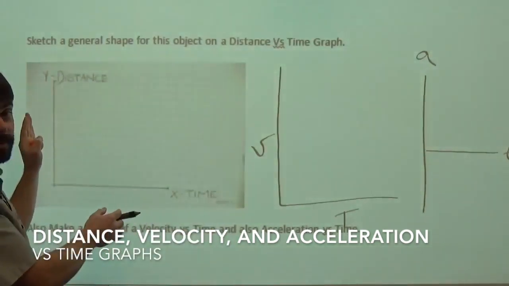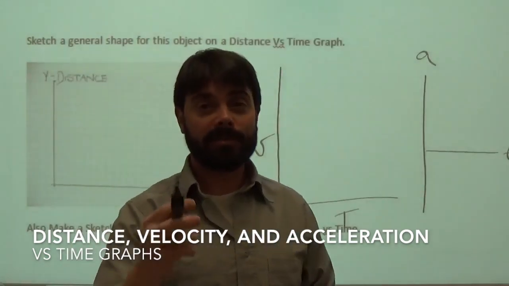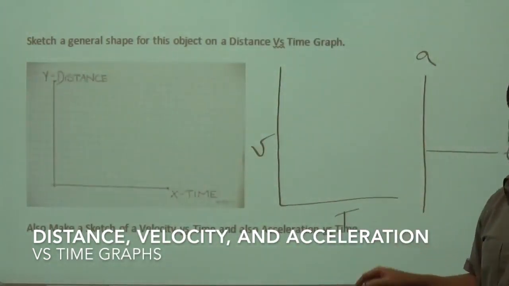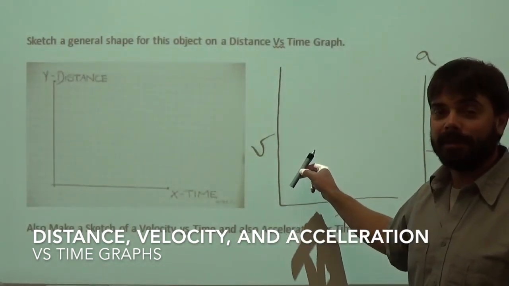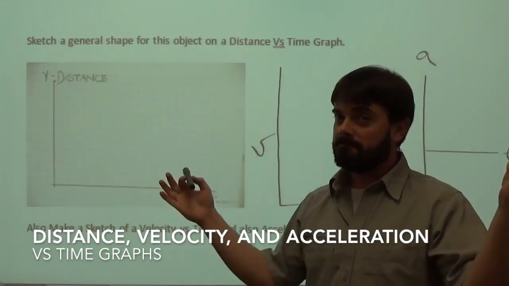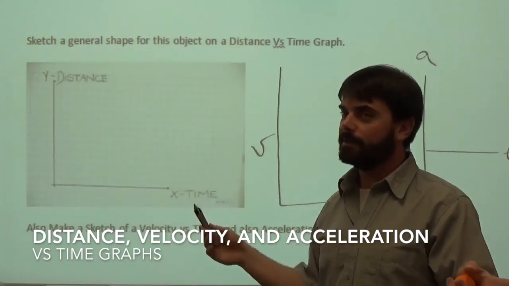Your first graph is distance versus time. Remember, curved lines on a distance time graph represent acceleration. Second graph, velocity versus time. Remember, the slope of a line on a velocity time graph represents acceleration. If the acceleration is constant, the slope's constant, meaning it's a straight line. It might have a slope, but it's going to be straight.